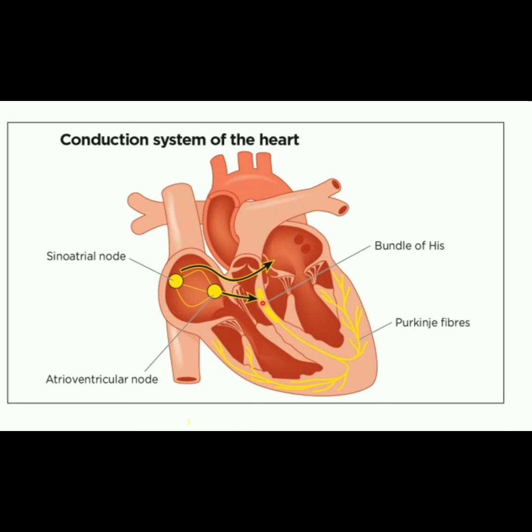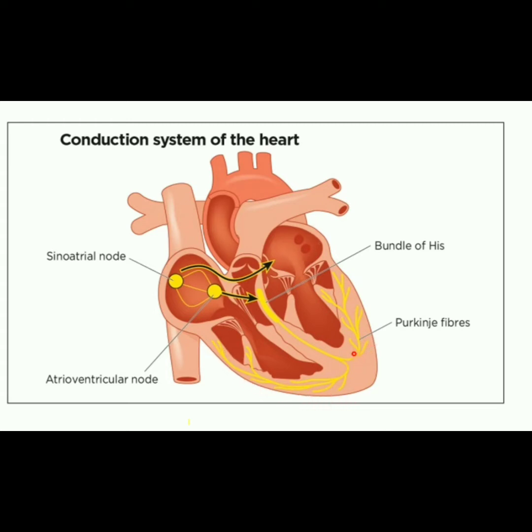From the AV node, the impulses pass through a single structure right here called the bundle of His, and from the bundle of His, the cells continue and bifurcate into two branches that lead to the Purkinje fibers, found on the left and right side of the heart, and they extend to the apex of the heart.